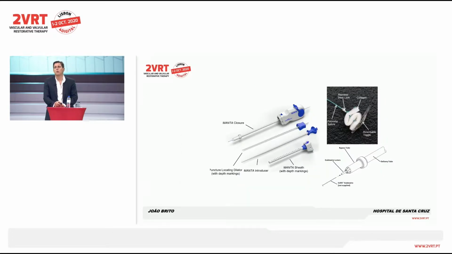So we have the components of the package with the Manta closure device. We have a Manta landing dilator, which allows us to measure the depth of the puncture, and we have the sheath with the introducer.